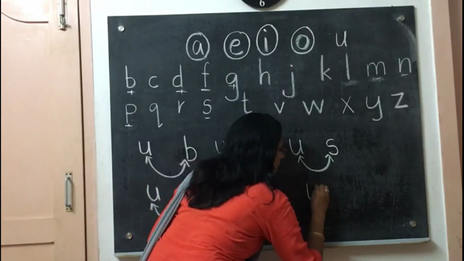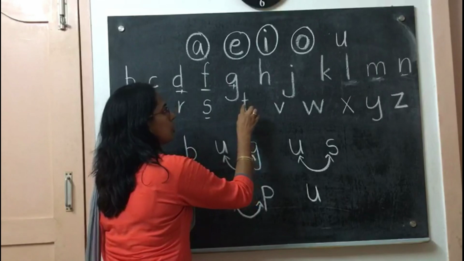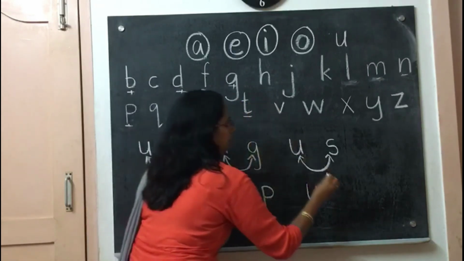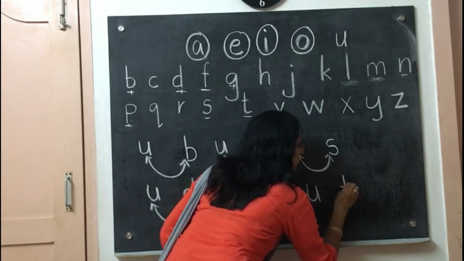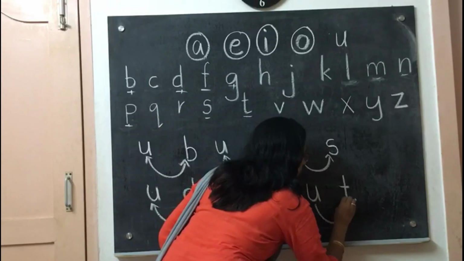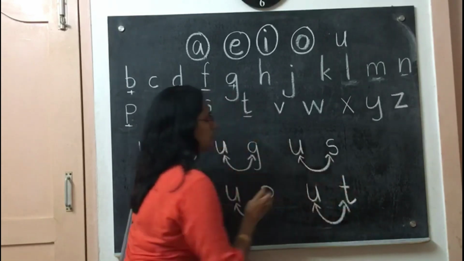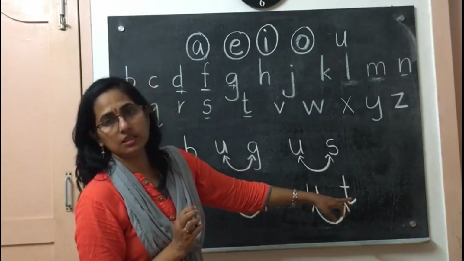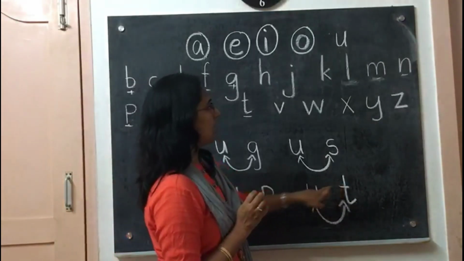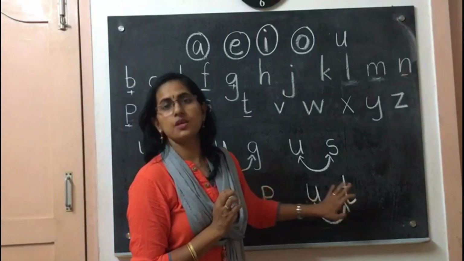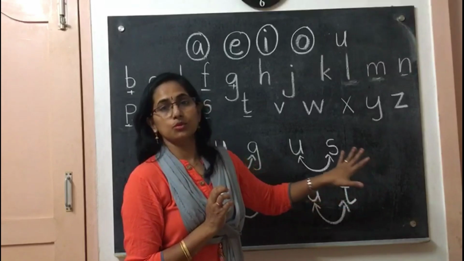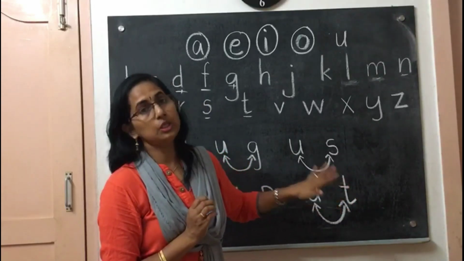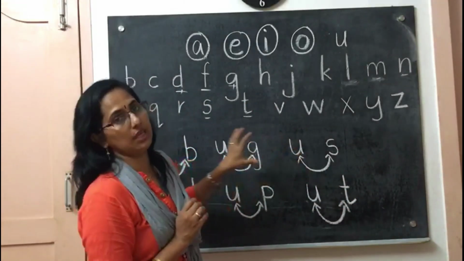I'm going to join letter T. A and T. The sound of U is A and the sound of letter T is T. A, T, At. So this is how we should join two letters together, right?